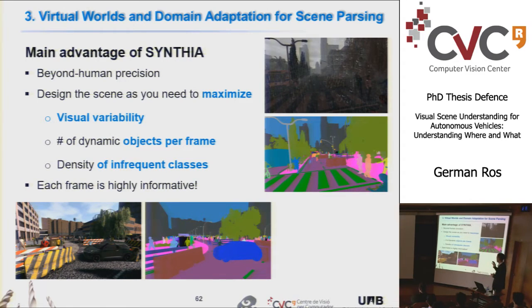Then, the second point that I would like to highlight is that we can also design the scene as we need it. So we can enhance visual variability. We can create frames in which we see tens of pedestrians, tens of different cars, different models. So each of the frames is going to be very highly informative. So when you use it during training, that frame is going to help you to move faster towards a proper solution. And we can focus on the corner cases.